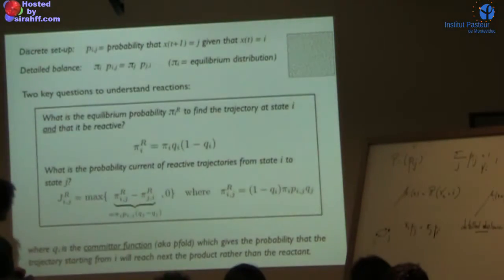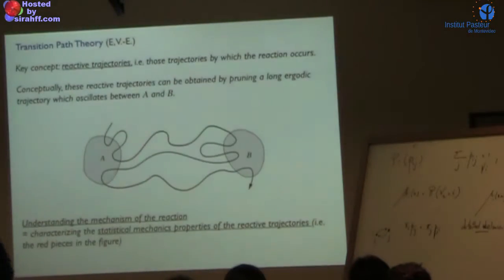The first question I ask is: what is the probability, at equilibrium, that if I pick a state I will find a trajectory there that is reactive, meaning that not only is it there, but it came from A rather than B, and it will go to B rather than A in the future? What's the probability to find the system there and that it be reactive, meaning that it's red in the picture, that it will go to B in the future and came from A in the past?